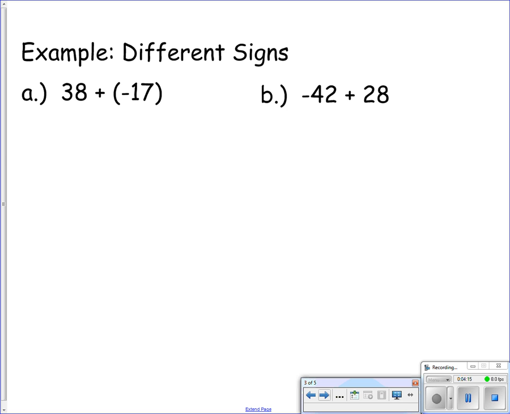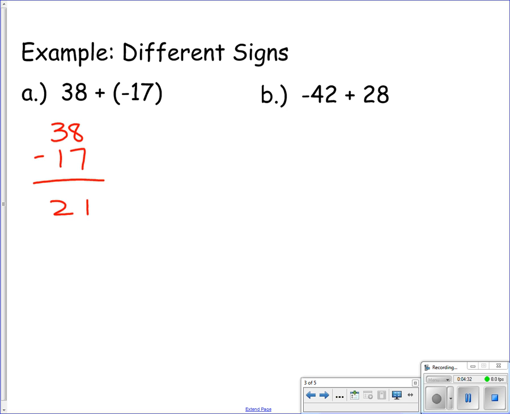All you are going to do is subtract the two numbers. You can always ignore the sign and just do the bigger number minus the smaller number. So for this first one, I'm going to do 38 minus 17. Again, some of you might be able to do it in your head, but if you need to write it out, that's fine. And you are going to get 21.